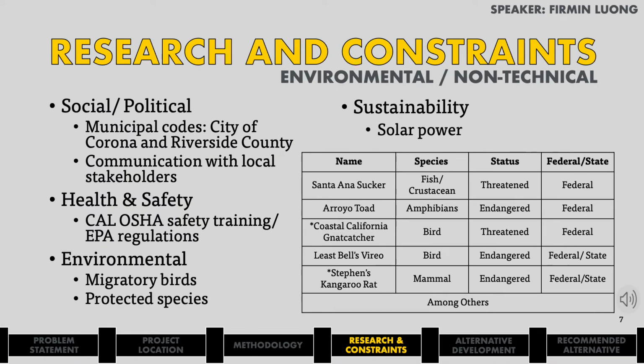My name is Furman, and I'll be starting off our research and constraints section with our environmental research and non-technical constraints. As mentioned before, the scope of this project necessitated the use of a multidisciplinary approach encompassing all branches of civil engineering. Firstly, this project falls under the municipal codes of the City of Corona and Riverside County. To prevent as much damage and disruption to the construction and surrounding area, we will be following the guidelines laid forth by the EPA.